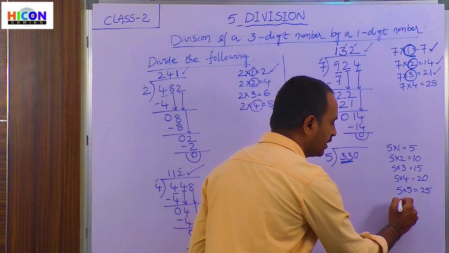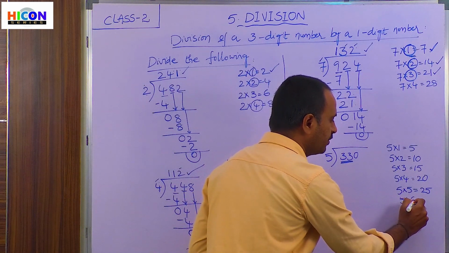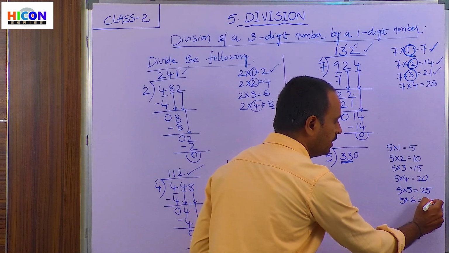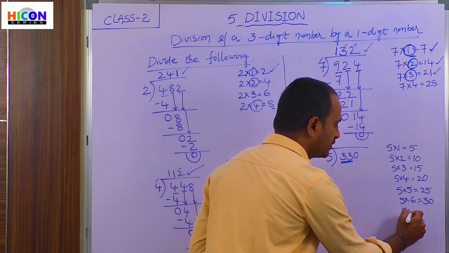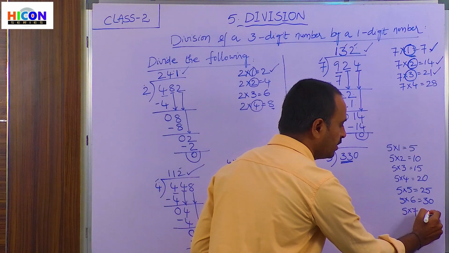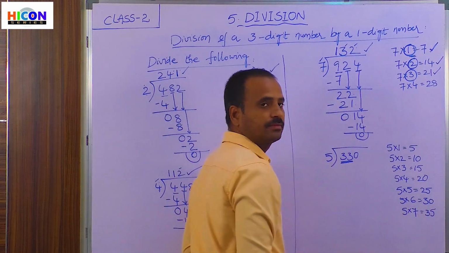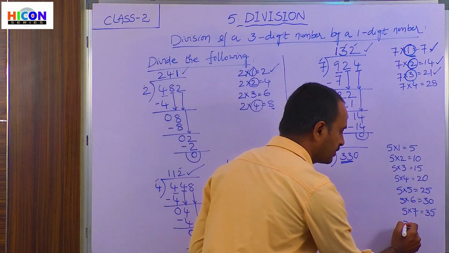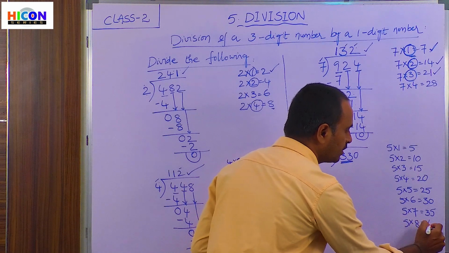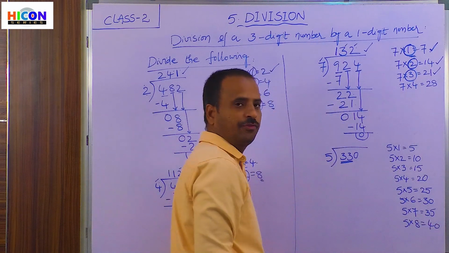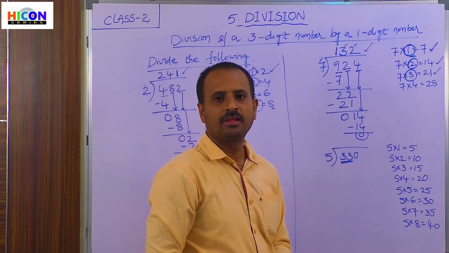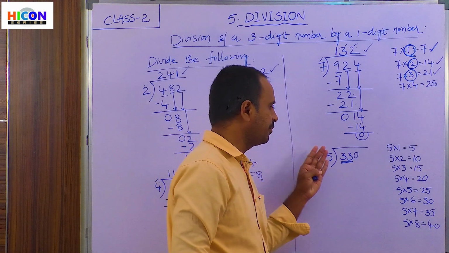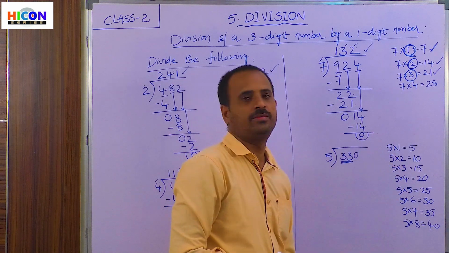And now take 6 times. 5 sixes are 30. And again continue. Take 7 times. That is 5 sevens are 35. And again take 8 times. 5 eights are 40. So children, if you observe the 5th table, there is no number 33. That means we did not get the number 33 in the 5th table.